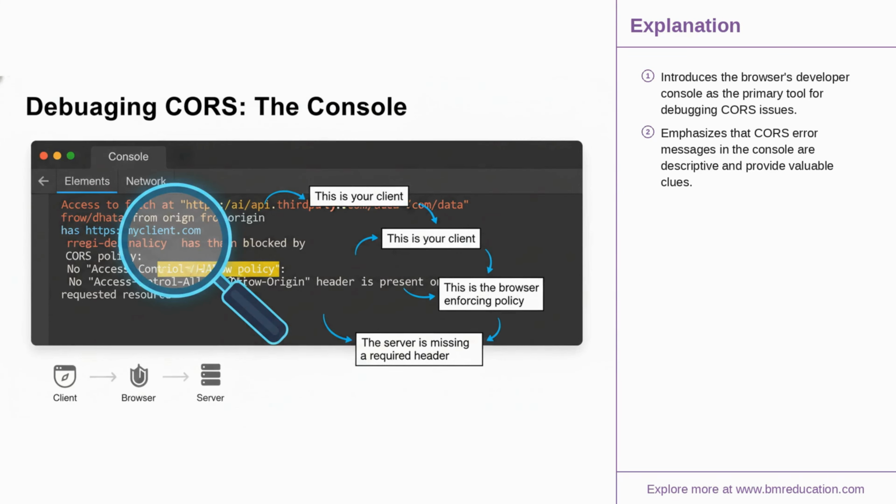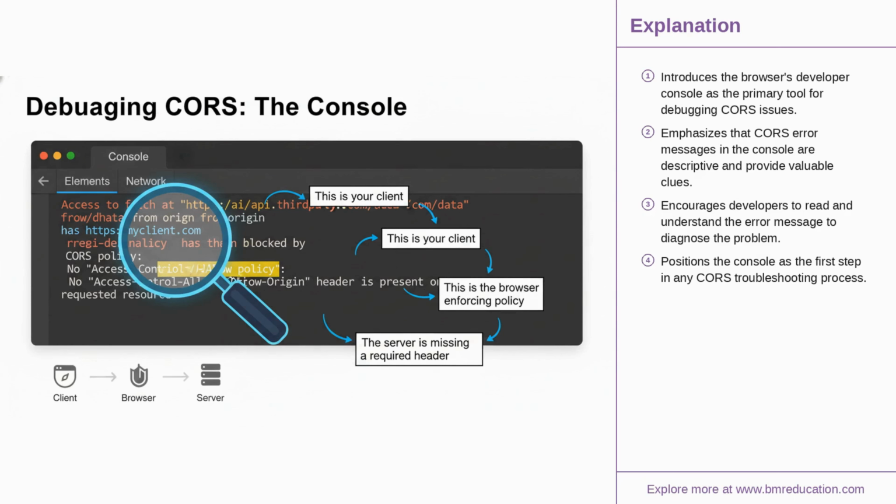Finally, let's talk about debugging. Your number one tool for solving CORS issues is your browser's developer tools. The Console tab will give you a descriptive error message explaining why the request was blocked. Was the Access-Control-Allow-Origin header missing? Did a preflight check fail? The error message often holds the key. Always start your debugging journey here.